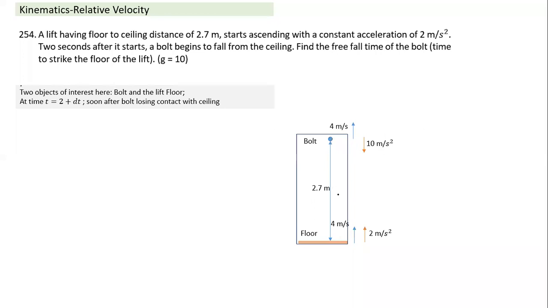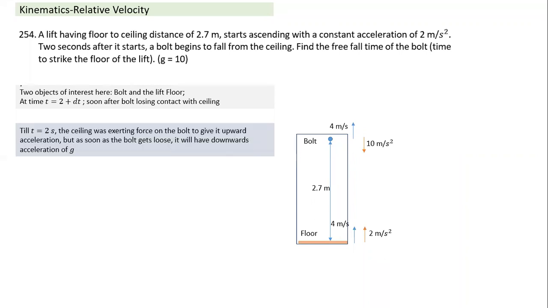So this is one object, this is the second object, and this is the distance between them, 2.7 meters. They have equal velocity of 4 meters per second at this instant because the bolt just became loose, but their accelerations are not equal. Now we simplify. Till 2 seconds, the ceiling was exerting force on the bolt to give it upward acceleration, but as soon as the bolt gets loose, it will have a downward acceleration of g. We have to always keep in mind that as any object becomes loose from a moving object, at that instant it will have the same velocity as the object to which it was connected. So that's why both have the same velocity.